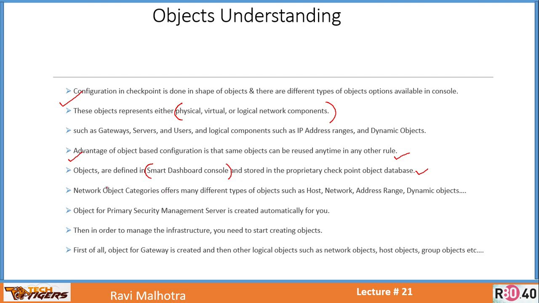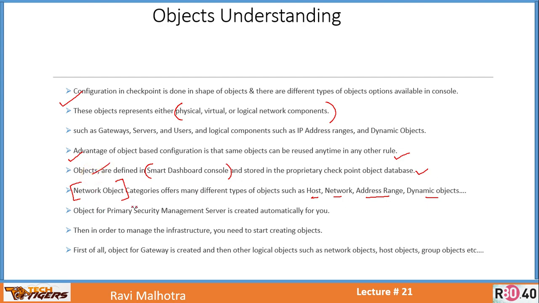Network object categories. The network object category offers many different types of objects such as host, network, address ranges, dynamic objects, interoperable device, logical server object, security zones, and many more, that we will explore now.